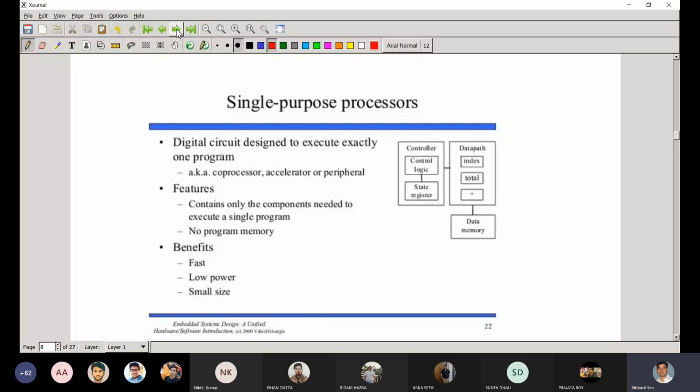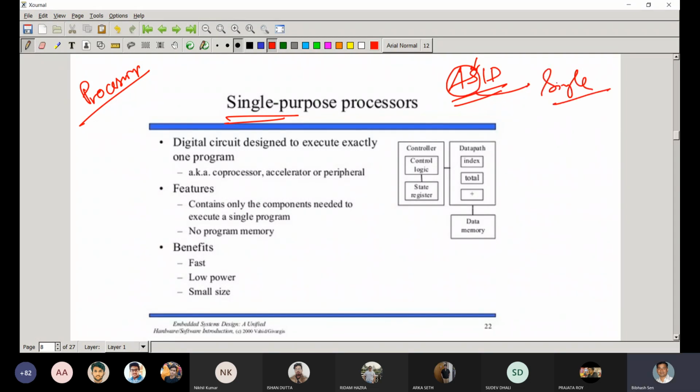So today our target is that we will go for single purpose processors. It is a processing unit whose purpose is single. So I can say it is like an ASIP architecture, like application specific, but here I may say one application, that is single. That's why I mentioned single purpose processor. So SPP, like GPP is general multi-purpose. Now we are dealing with the single purpose. What is a single purpose processor? A digital circuit designed to execute one program.